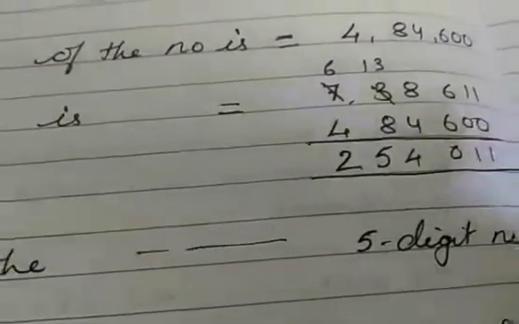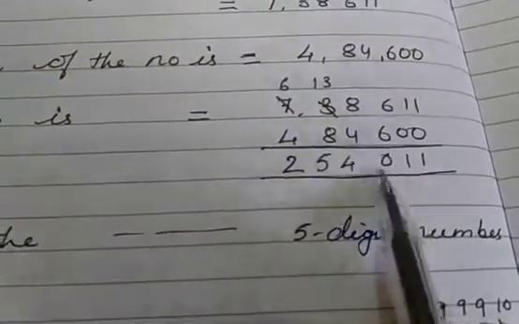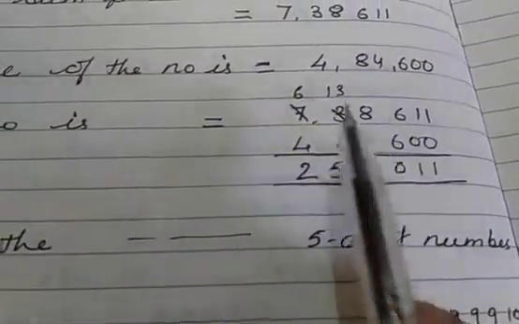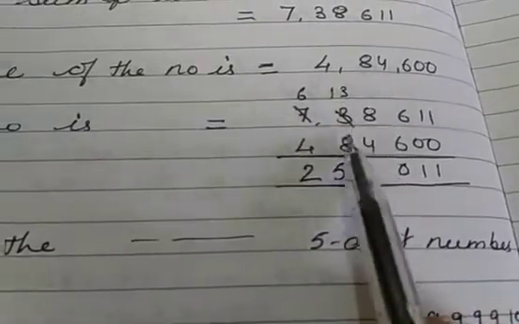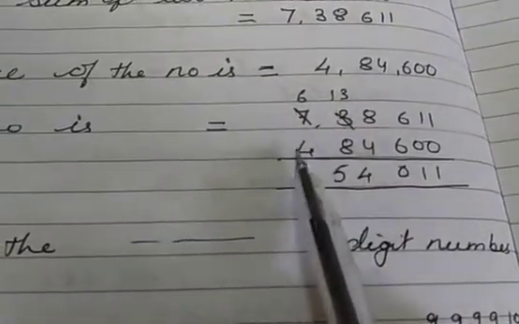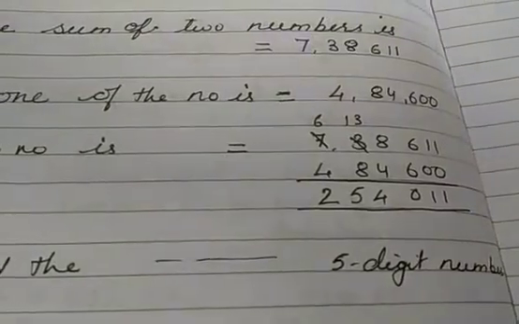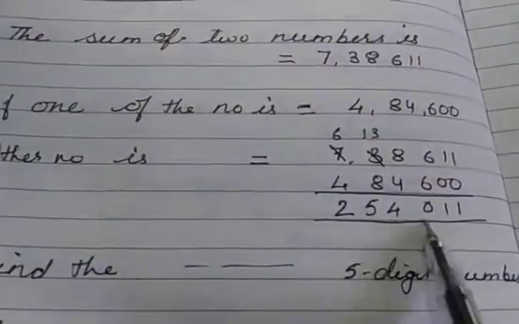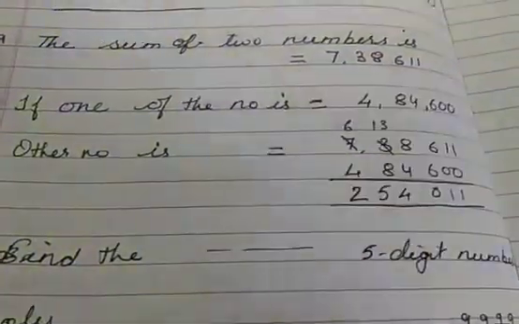Okay, 1 will become as usual. This one also. 6 minus 6 is 0. 8 minus 4 is 4. We have to borrow from here, and 13 minus 8 gives you 5, and 6 minus 4 gives you 2. So 2,54,011 is the other number. Okay.